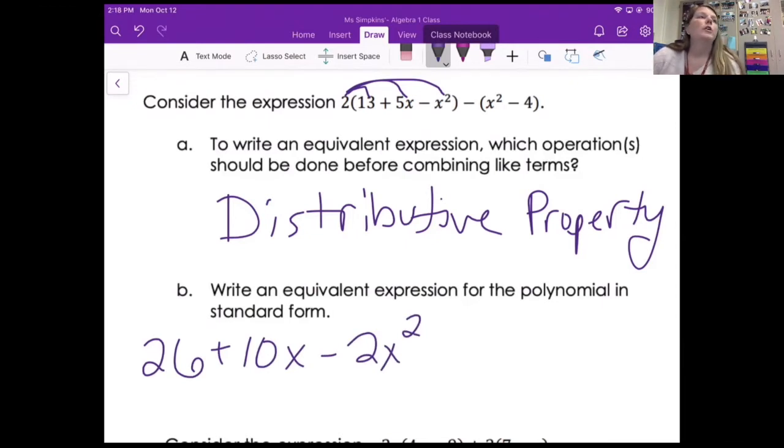And then what are you distributing to the second set of parentheses? Yes, -1, good, -1 to both of the things in that set. So -1 times x squared would be minus x squared. -1 times minus 4 is going to change that to a plus 4. That is familiar, right? We've done this in here. Good. Now, one thing that's a little bit different is we are going to combine like terms.